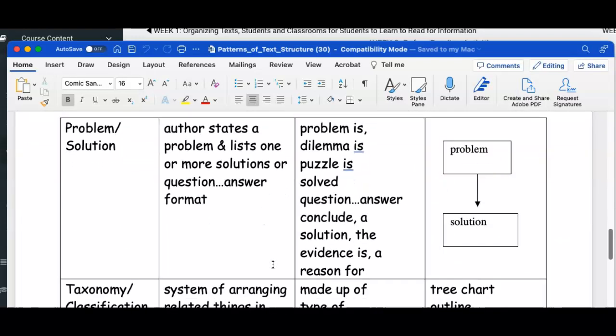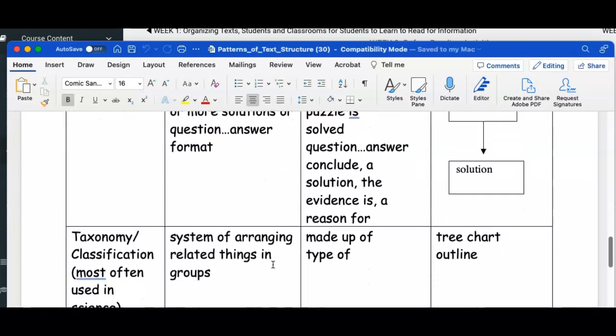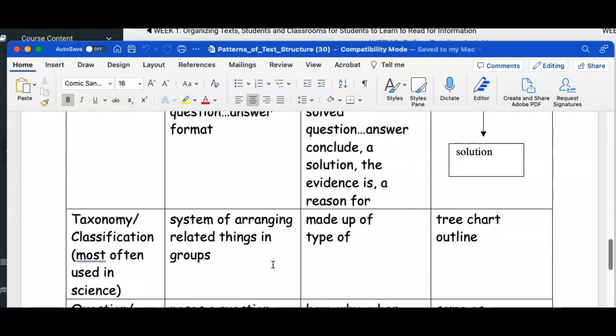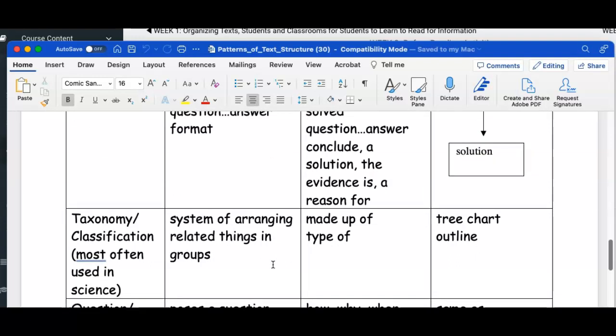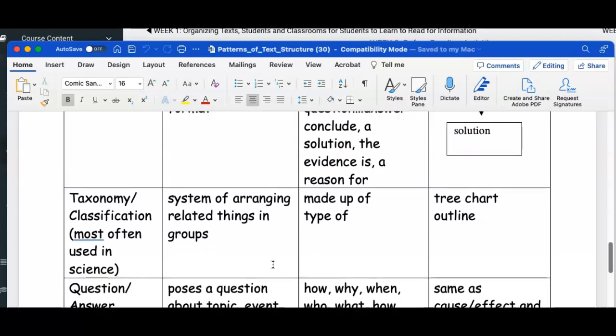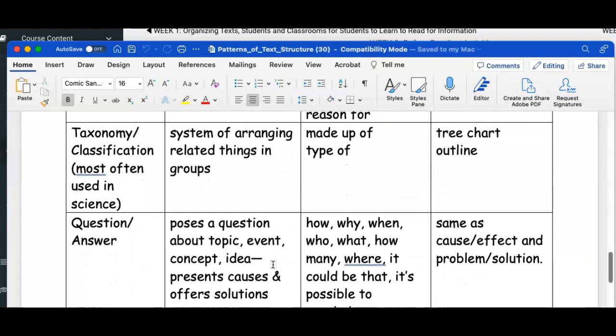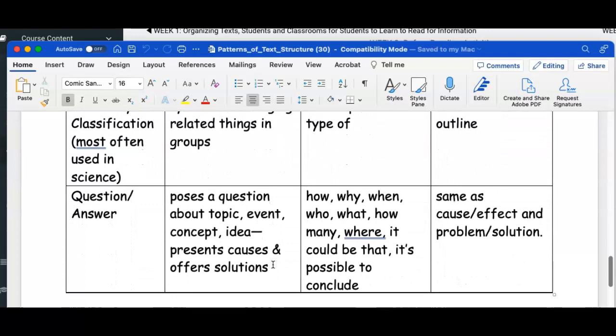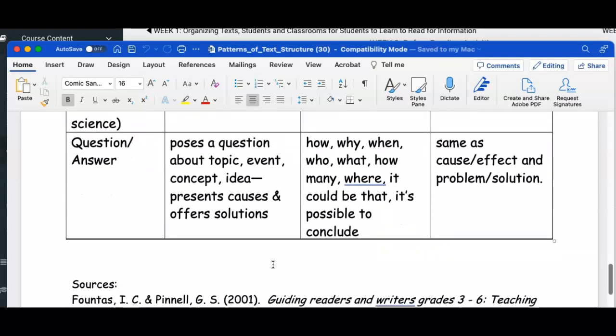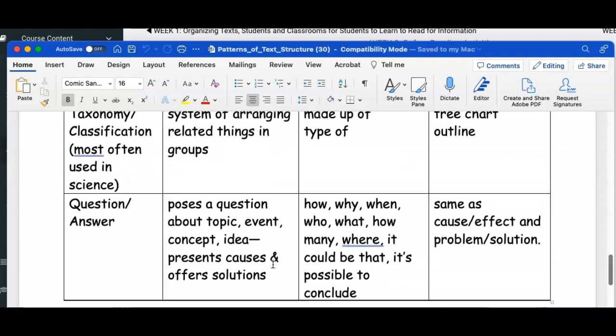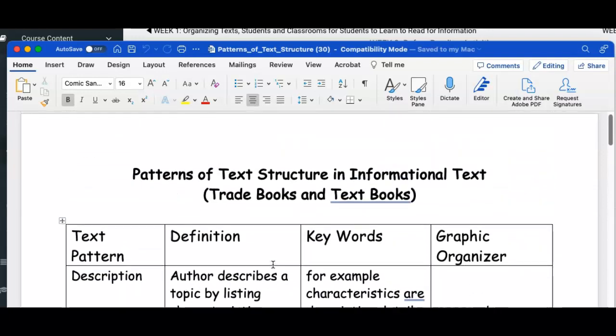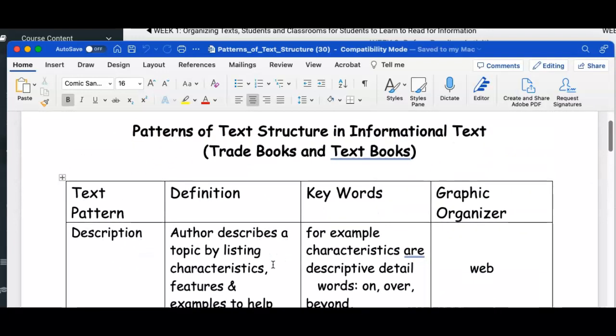Does the author state a problem and list one or more possible solutions? Does the author use a system of arranging related things in groups? Does the author classify things? Does the author pose a question about a topic or an event or a concept and present causes and offer solutions? So these are ways that authors organize text.